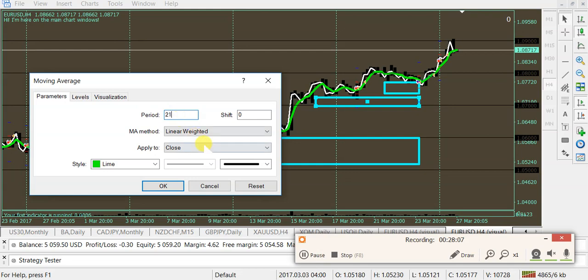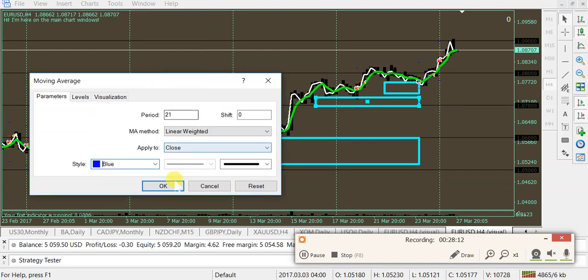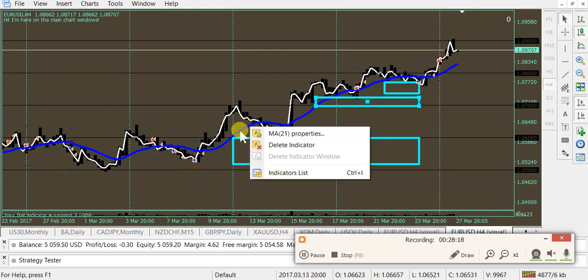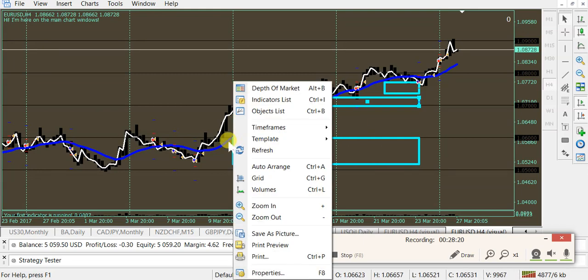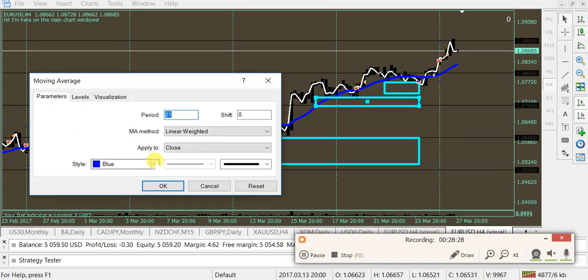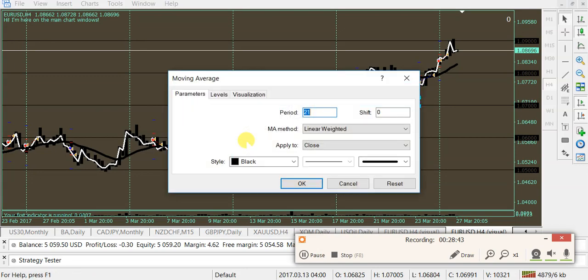Here, I'm 21. 21 EMA. Now, if we change the color, it's going to trade better, I think. 21 EMA. Oh, I can't see that. So, let's make it black, so I can see it compared to the other one. So here's the thing. 21 linear weighted. See how I was a little bit off there. This probably has 34. That would have given us the premium entry here.